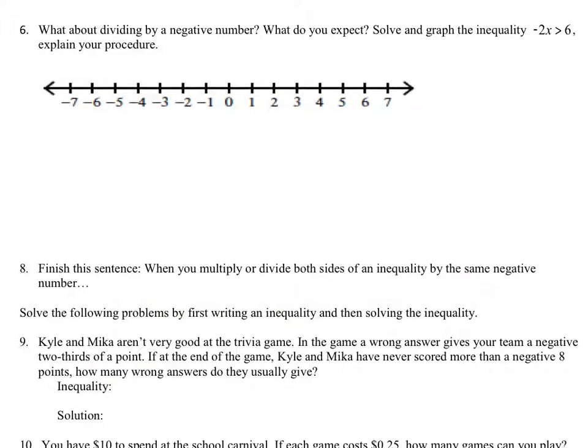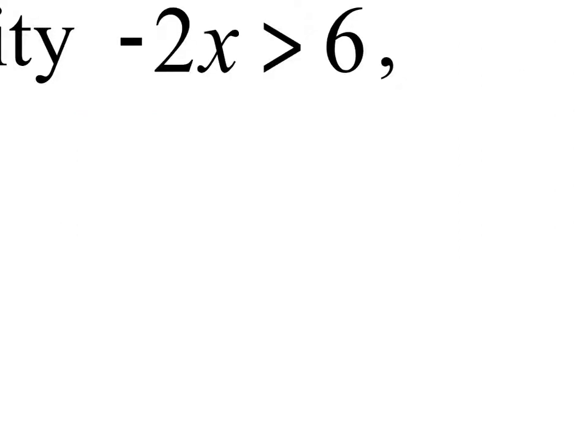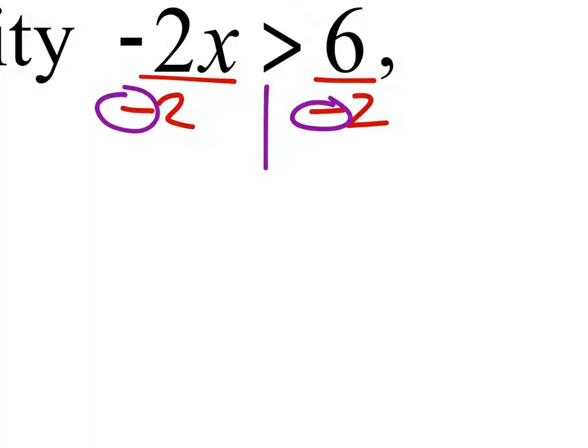What about dividing by a negative? What do you expect? Solve and graph the inequality. Explain your procedure. This will work the same way as it does with multiplication. So on this problem, what would we do to solve for x? Yeah. Divide by negative 2. We're going to divide both sides by negative 2, right? Now if we divide both sides by a negative, we need to flip the inequality as well. So that leaves us with 1x is less than negative 3.